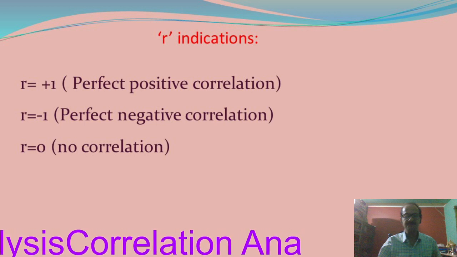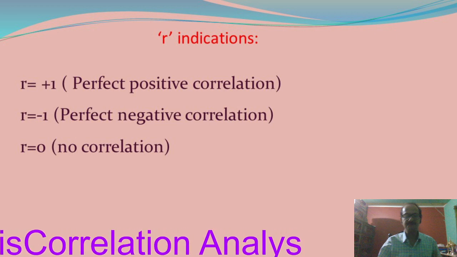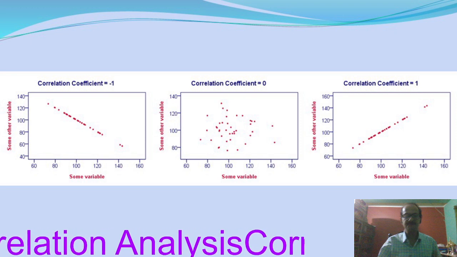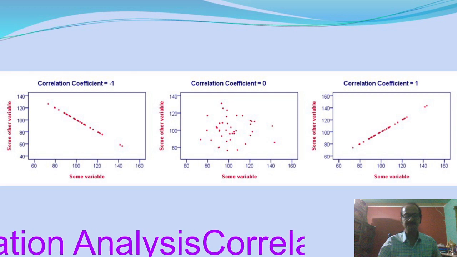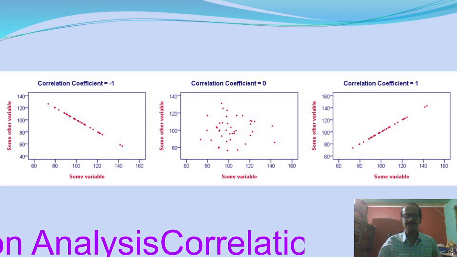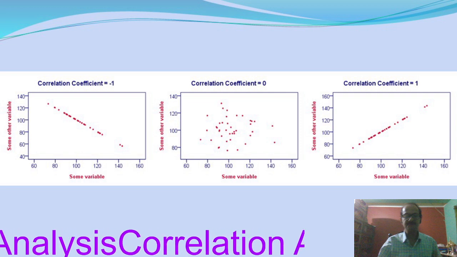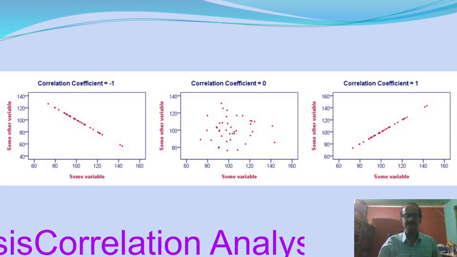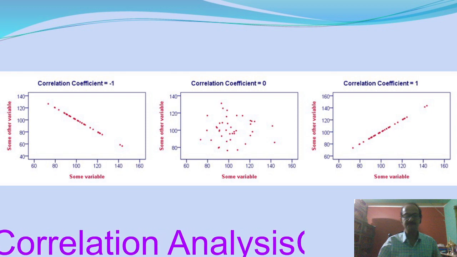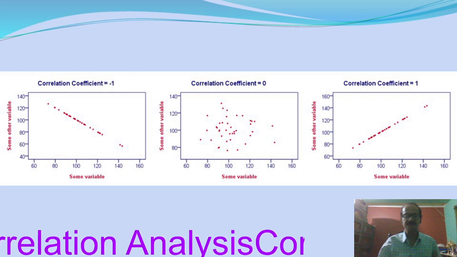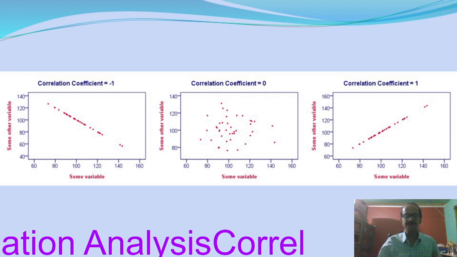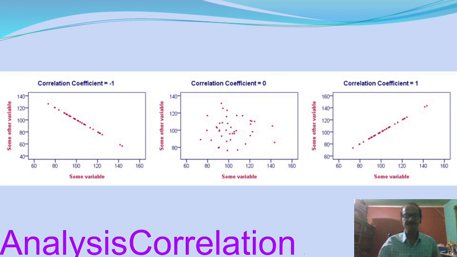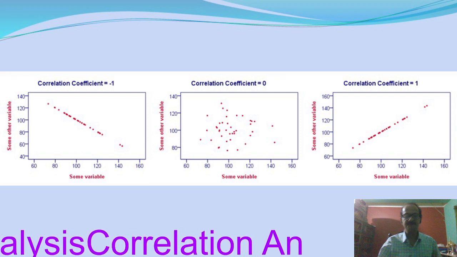You see, this can be explained in the figures. Here, this is shown in three figures. The first one is perfect negative correlation. When the values of two variables are plotted on graph paper and they fall on a straight line, they form a trend. Here the trend is falling. The straight line is falling from the upper left hand corner to the lower right hand corner. So this is perfect negative correlation.